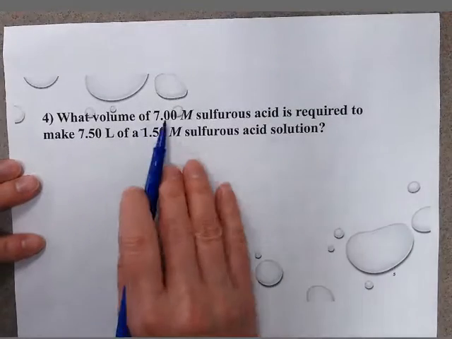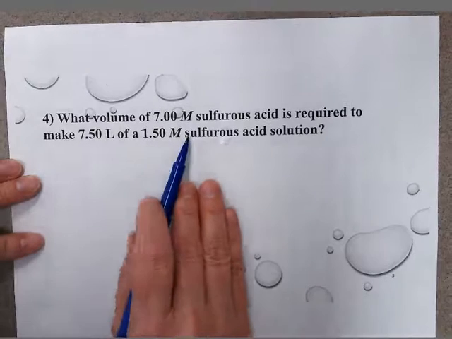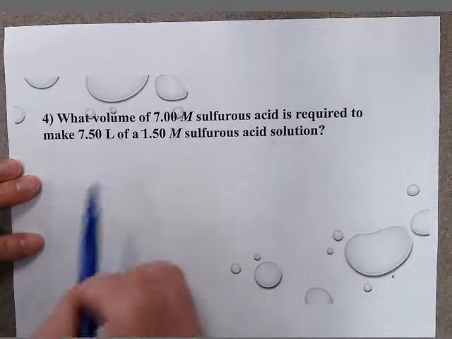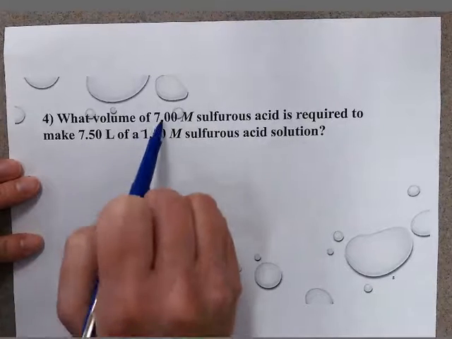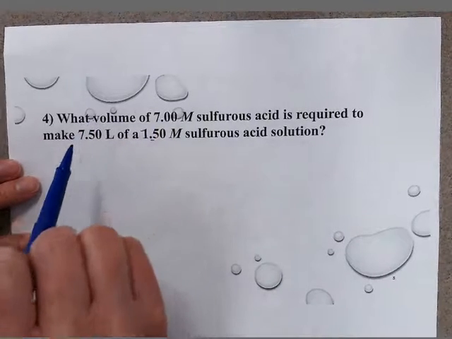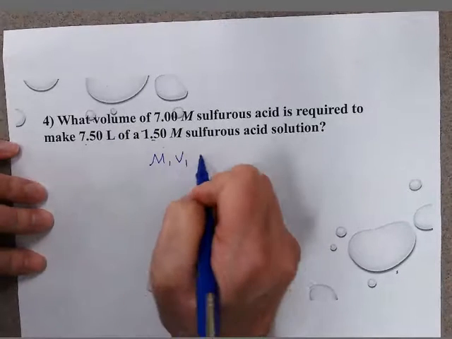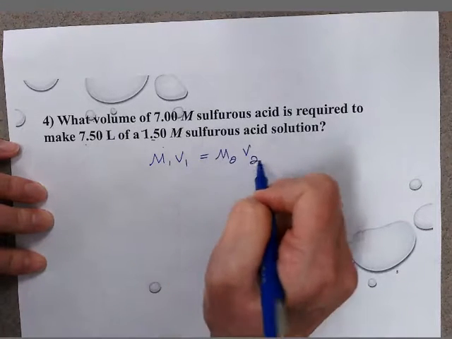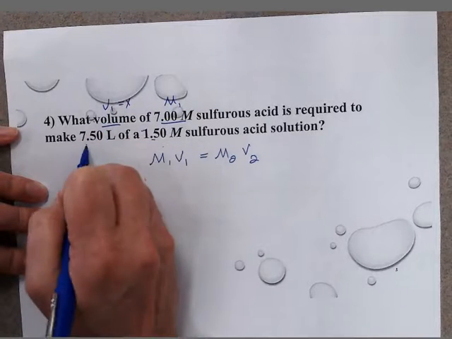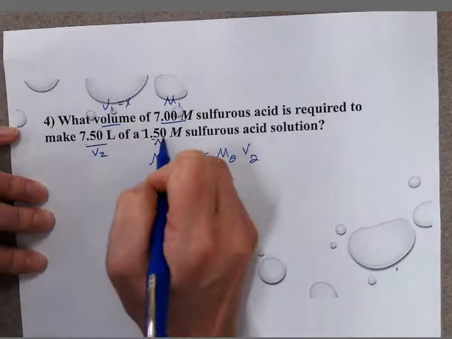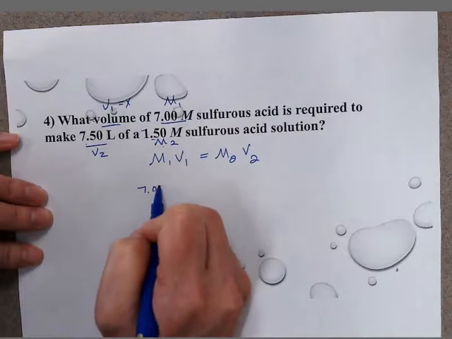All right. What volume of a 7 molar sulfurous acid is required to make 7.5 liters of a 1.5 molar sulfurous acid solution? So if we want to make 7.5 liters and make it this concentration, I have that concentration. So what volume am I going to add to that volume there to make it that concentration? Okay. All right. So we're trying to find the initial volume. We know our initial concentration. We know our new volume and our new concentration.